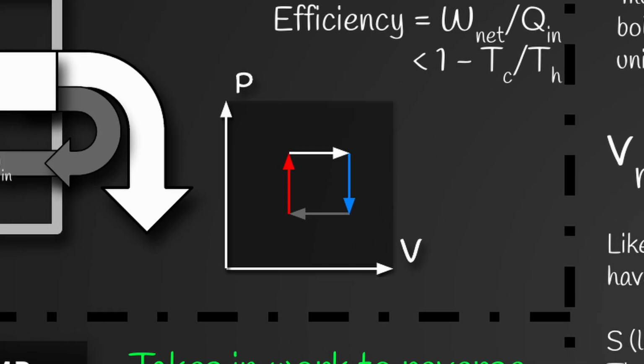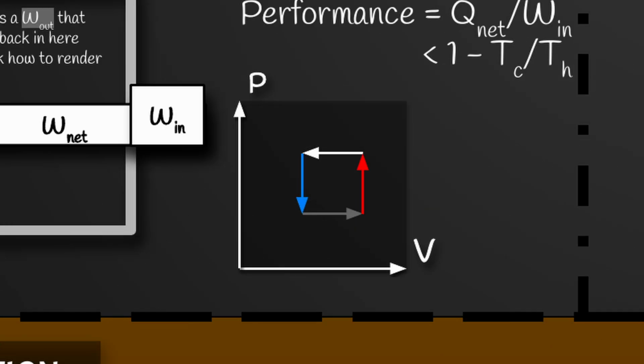Also, the shape of the heat engine processes on a PV diagram doesn't have to be rectangular. It can be any closed clockwise loop. The heat pump can similarly be any closed counterclockwise loop. Okay, now we're done.